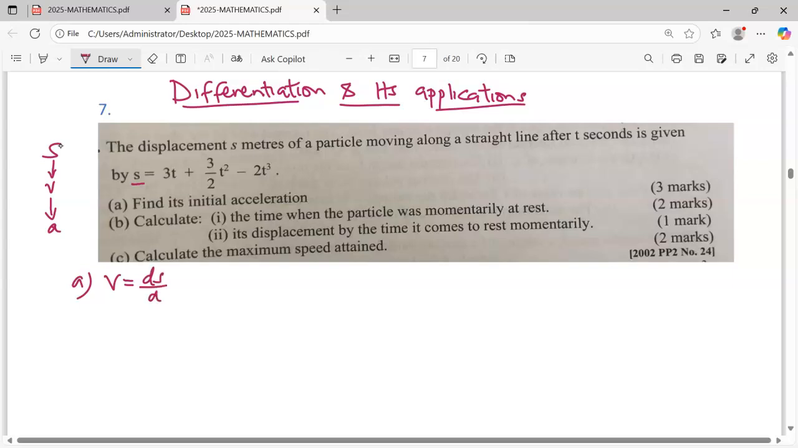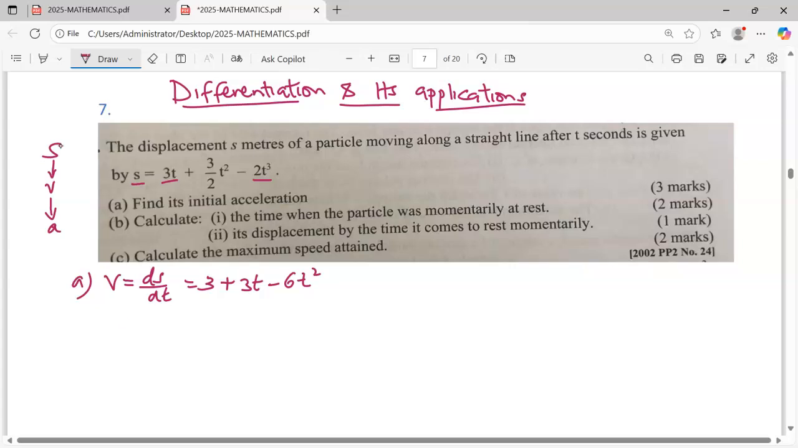ds/dt, and this is going to give us: you differentiate 3t, you simply get 3, plus you differentiate 3/2 t^2, you multiply by the 2 and reduce 1 from the power. We are going to remain with 3t, and -2t^3 will give us -6t^2. That is our first differential function of s.